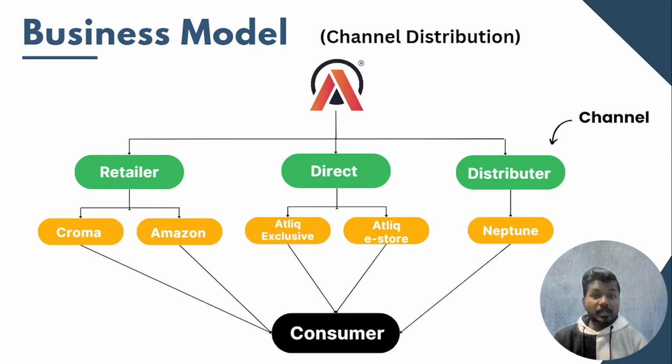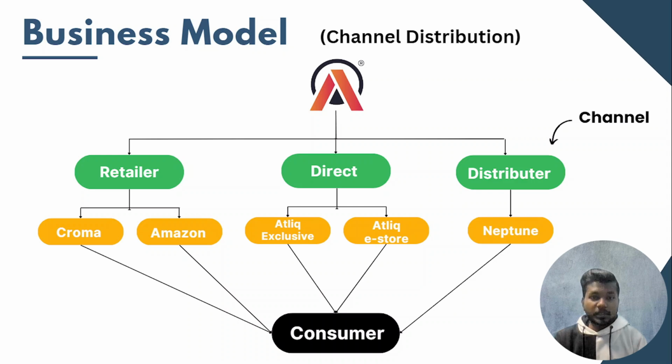Next, we have channel distribution. AtliQ mainly operates via three channels known as retailer, direct, and distributor. We just now looked at the brick and mortar and e-commerce type of customers. They are known as retailer. Now AtliQ also has their own stores in the market, which are AtliQ eStore and AtliQ Exclusive, that do business with the consumer directly. It is mainly similar to Dell Exclusive or HP Exclusive, which we often find in the market, and they fall under the direct channel.